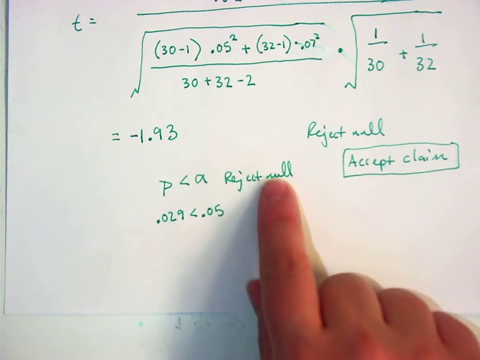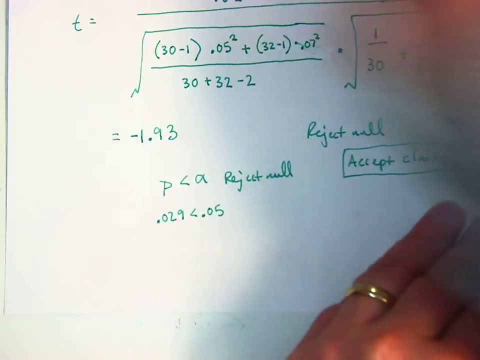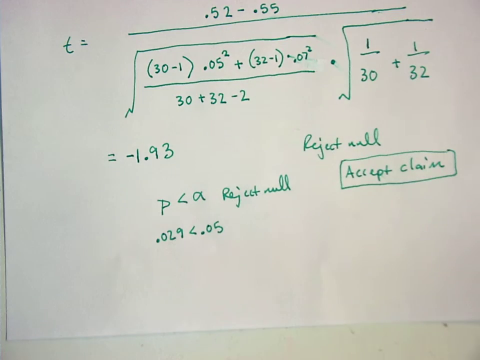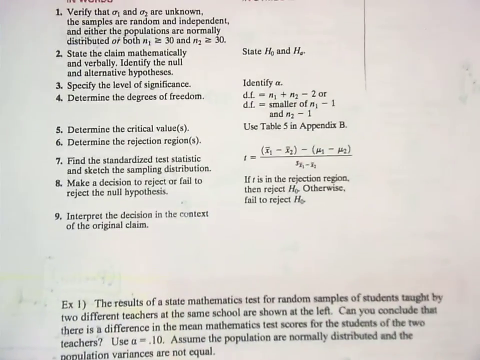Okay. So anyway, to reject the null and accept the claim. Okay, let's do the second one. Do you want to do this one by hand, or do you want to use the calculator immediately? Do you want to try the calculator for this one? All right, let's do it.